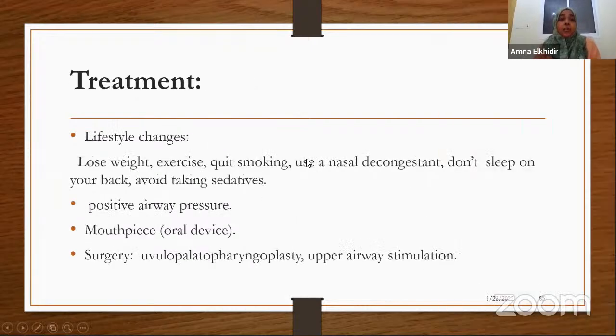The treatment of obstructive sleep apnea starts with lifestyle changes. Some patients, if they can lose weight, it helps in resolving it. Exercise, quit smoking, use a nasal decongestant, and advise them to not sleep on their back and to avoid taking sedative drugs. If this doesn't work, we go to positive airway pressure, for example, through a CPAP and mouthpiece. We can put on an oral device. The last thing is doing surgery.